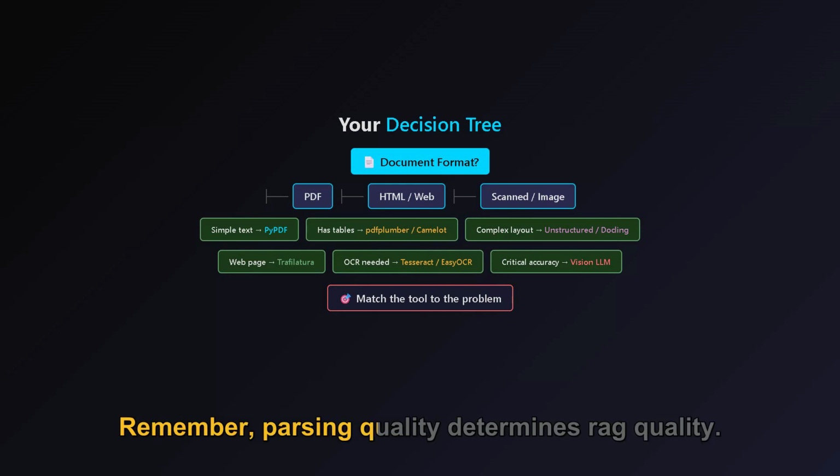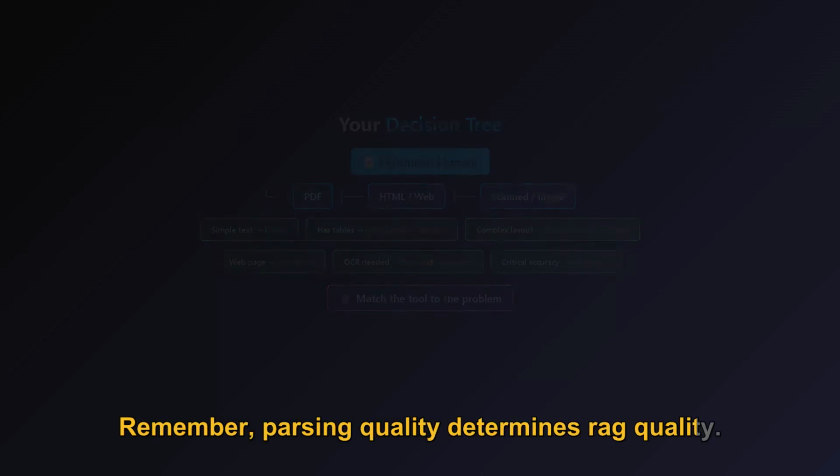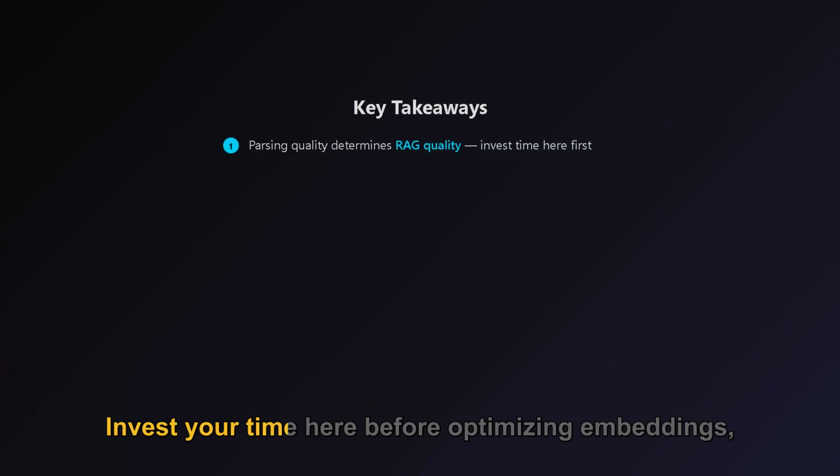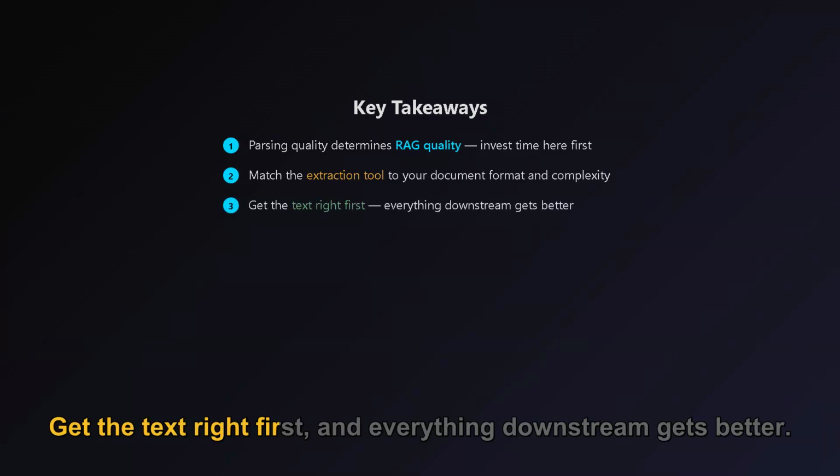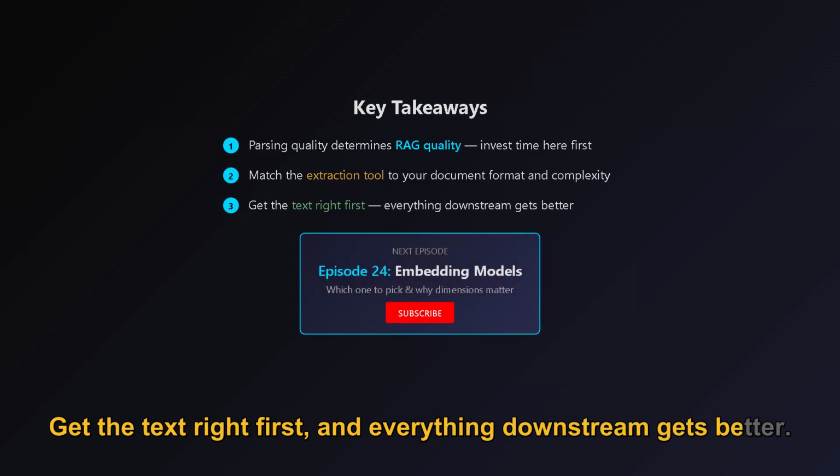Remember, parsing quality determines RAG quality. Invest your time here before optimizing embeddings, chunking, or retrieval. Get the text right first, and everything downstream gets better.